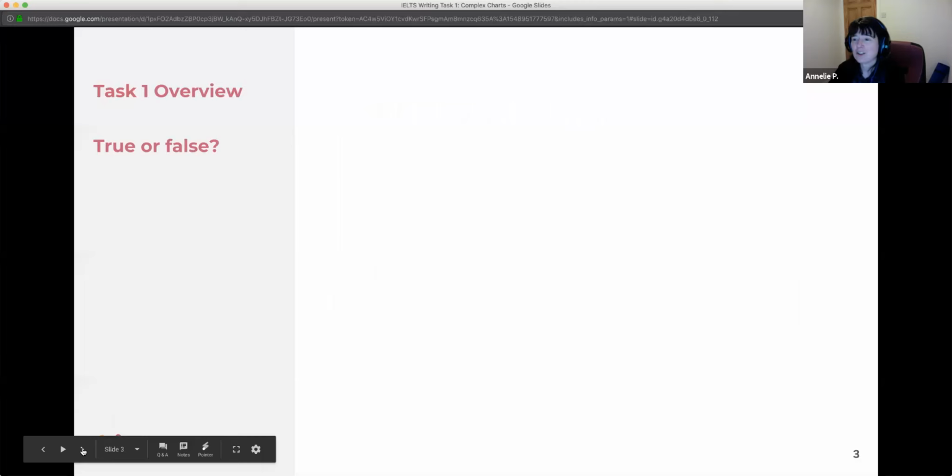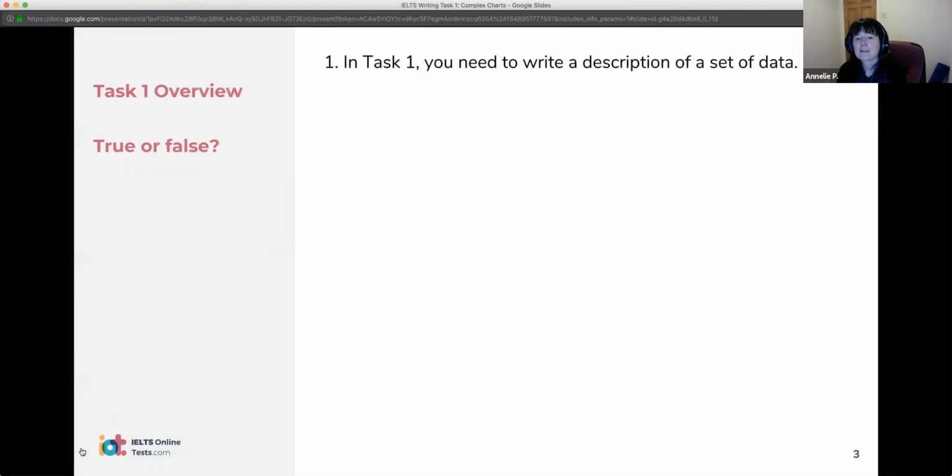So just to get us started, we're going to do a little true-false quiz. So can you put your answers in chat? So some general questions about the task 1. So the first one is, you need to write a description of a set of data. So would you say that was true or false? Okay, Nabella says true. Yes, we've got quite a lot of trues there. Dominica, Olivia. So yes, it's true.